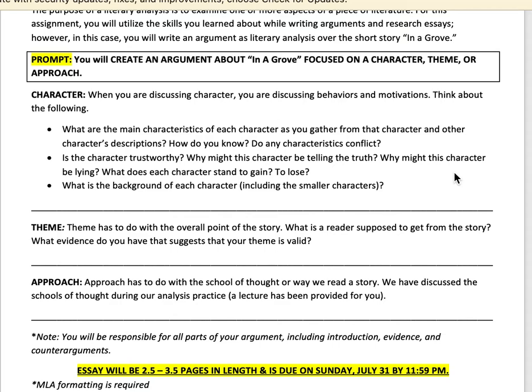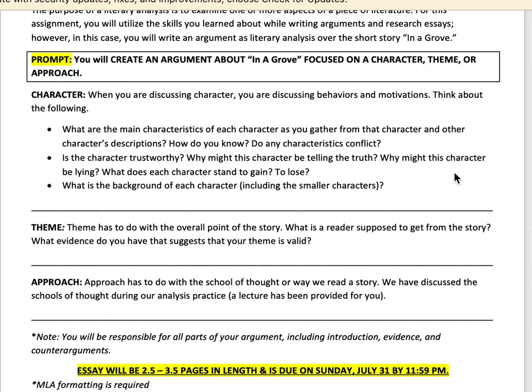If you're looking at the theme, you're looking at the overall point of the story. So what is the message? What is the author trying to tell you about life through that story? And what evidence do you have from the text that suggests that?